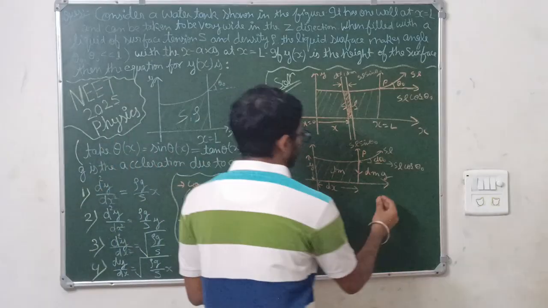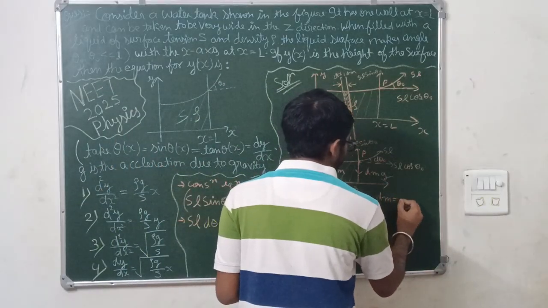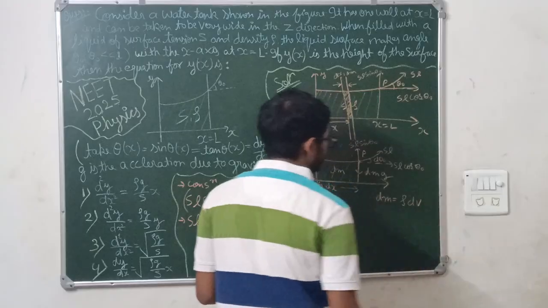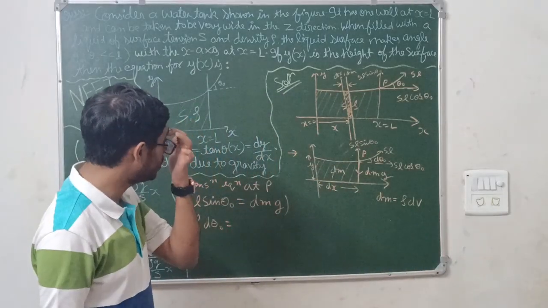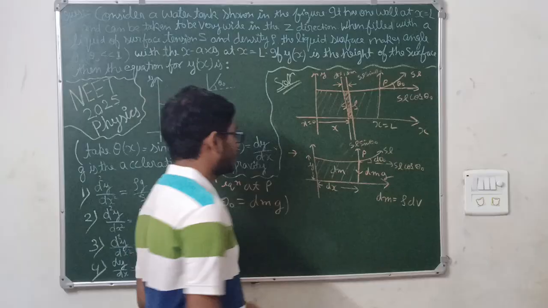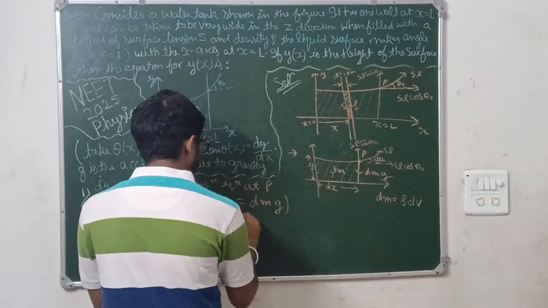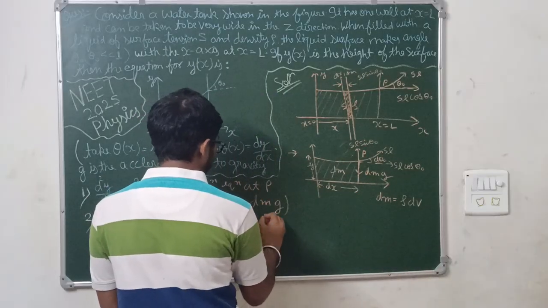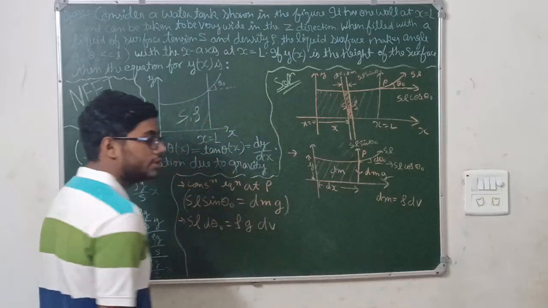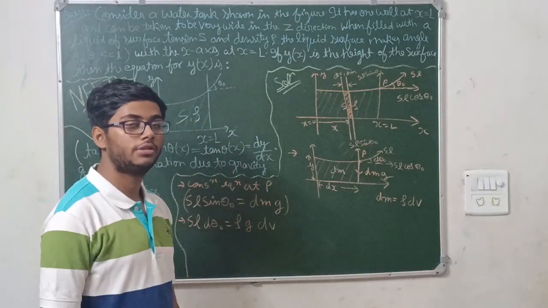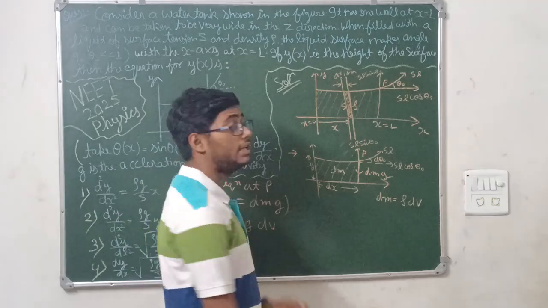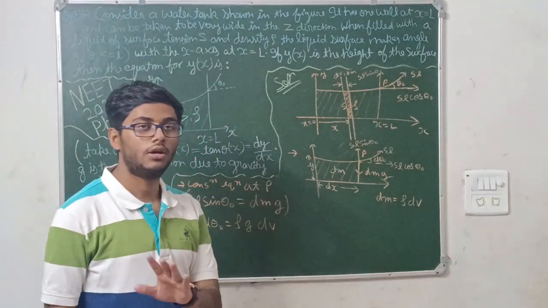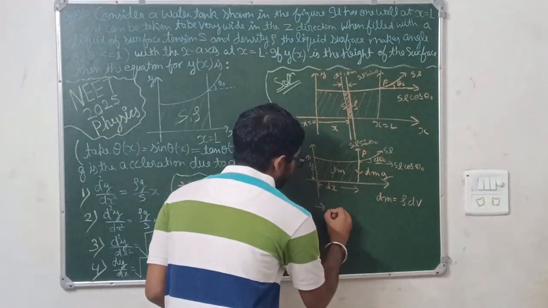What is dm? Small mass. So dm can be written as density into volume, dv, small volume. Now see, this is rho g into dv. How can you write dv? What is the volume? Length into breadth into height. I'm sorry for that, length into breadth into height.